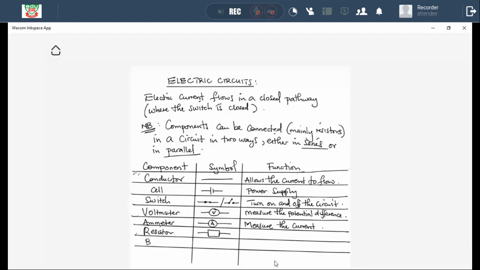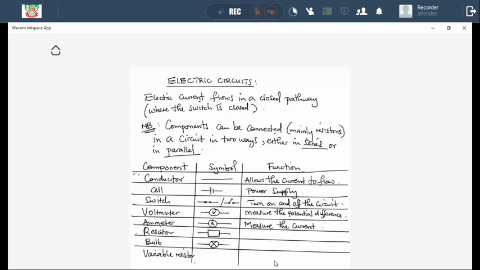So a bulb is also a component of a circuit, and this is the symbol that we use to indicate the bulb, right? Another component that we are going to be dealing with is a variable resistor. We are not going to look at it that much at grade 10, but we need to know it in advance so that when we deal with it in grade 11 and 12, we will be aware of what a variable resistor is.